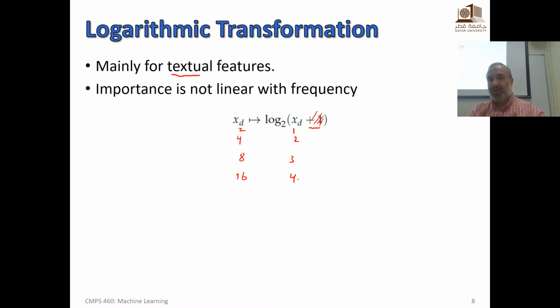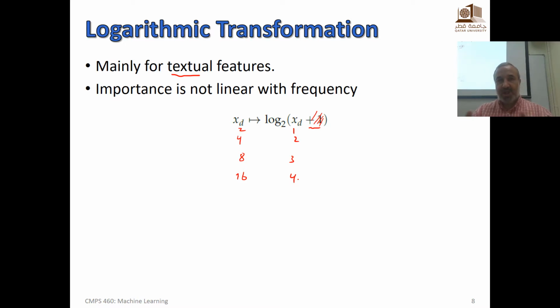If I told you we are talking about textual features here, let's say that we have 2 documents. In one, let's say the word Qatar appeared once. In the other, it appeared twice. So there is a difference, right? Maybe the second one is more about Qatar than the first one. It appeared twice here and once here only. Right?